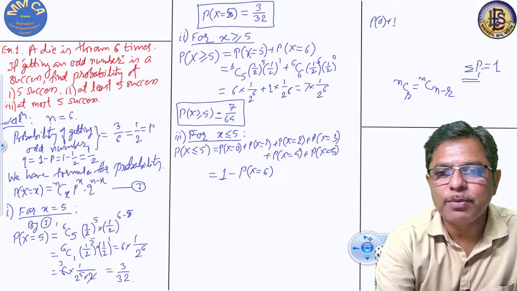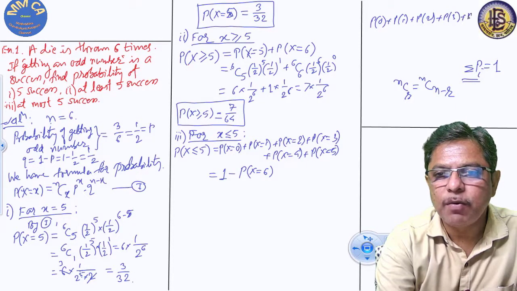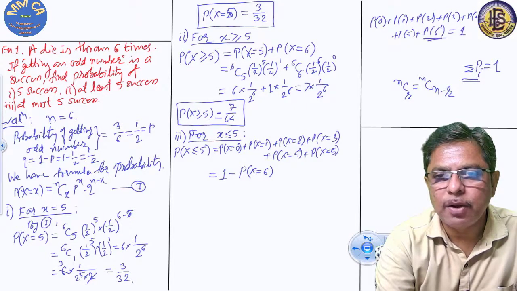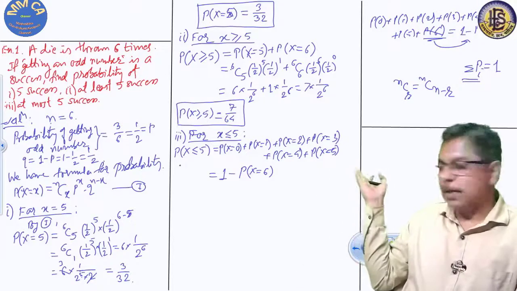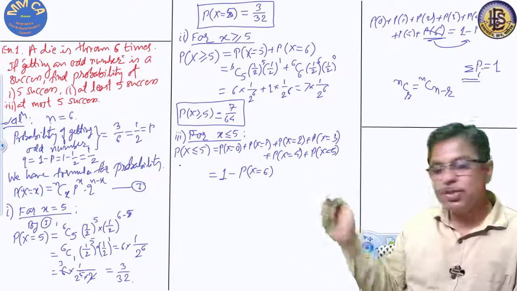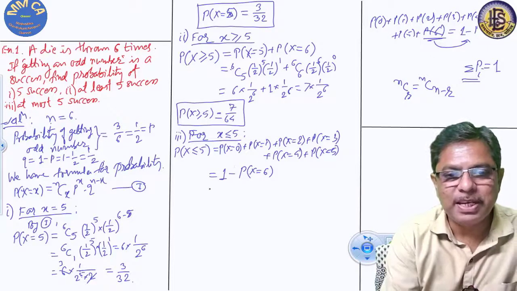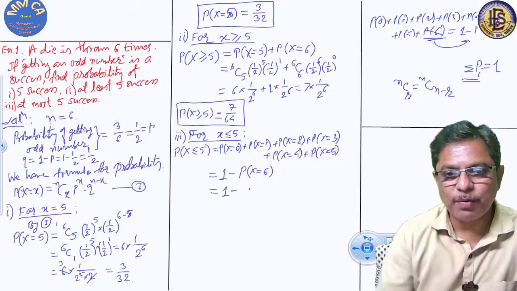Probability of 0 plus probability of 1 plus probability of 2 plus probability of 3 plus probability of 4 plus probability of 5 plus probability of 6 is equal to 1. And you have to transfer this to the other side. It will become minus probability of 6 there. Probability of all these terms. And so instead of calculating or using this formula 6 times, we can use it once only. So it is very easy now. This is 1 minus probability of X is equal to 6.